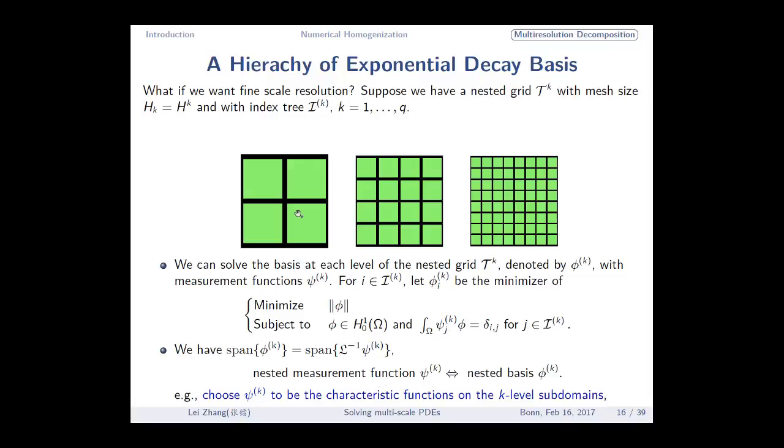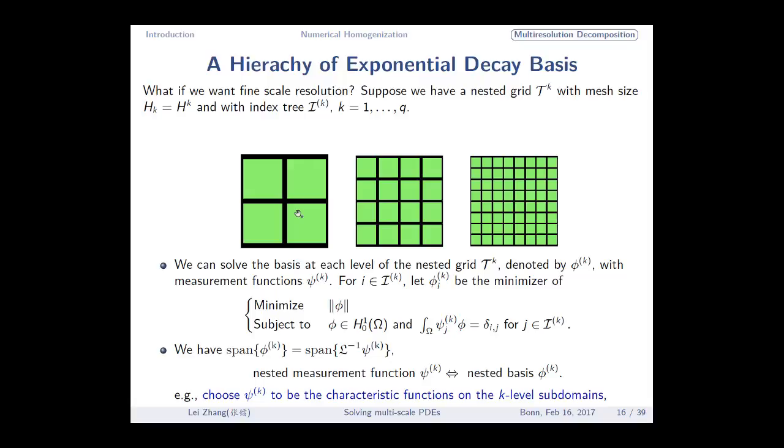And we know that this phi k is a minimizer of the following constrained minimization problem. So basically, this is the observation. We will have the measurement. The measurement is delta ij, and we minimize this norm. And we know that this span of phi k is just the span of L inverse psi k.